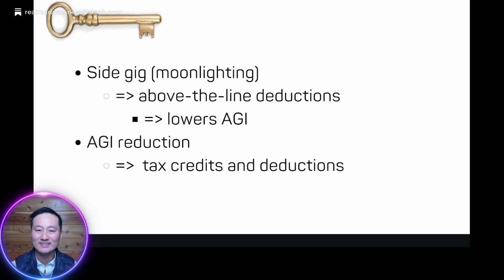And side gigs like moonlighting can help you create legitimate above the line deductions by incurring business expenses, which in turn lower your AGI. And reducing your adjusted gross income doesn't just lower your taxable income, it can also unlock more tax credits and additional deductions.